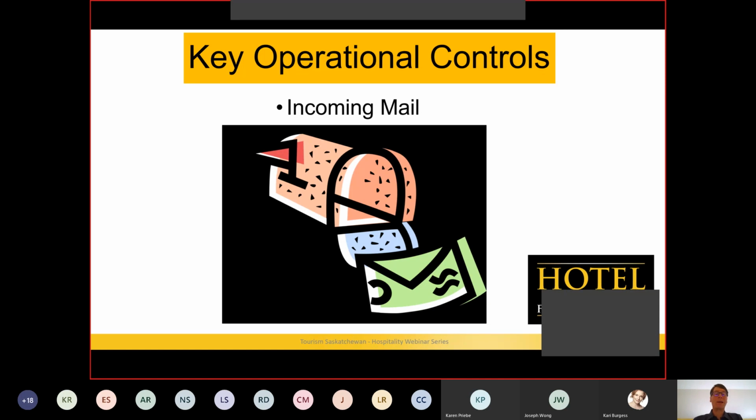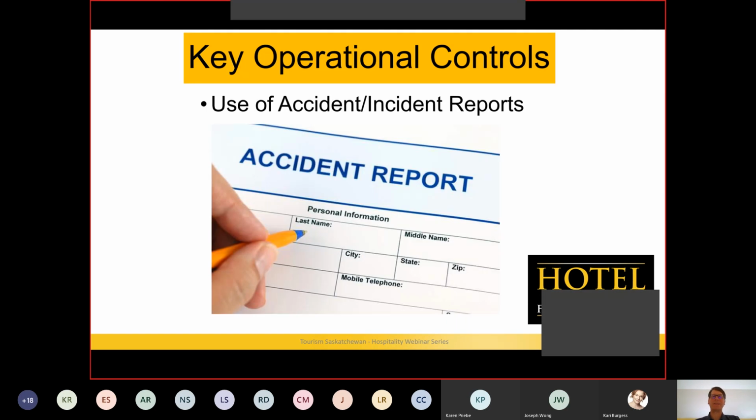And even things like complaints and letters that come in the mail, they need to find their way to the right place. So if someone's opening the mail and redirecting this stuff or intercepting this stuff, it can be a big problem.